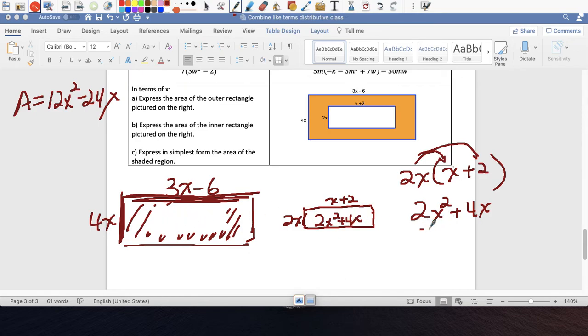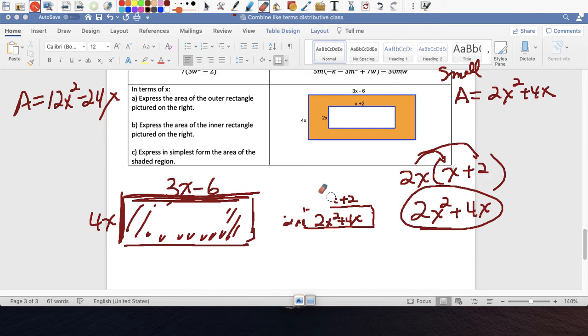We removed whatever this amount is. So let me write that the area of the small rectangle is 2x squared plus 4x.